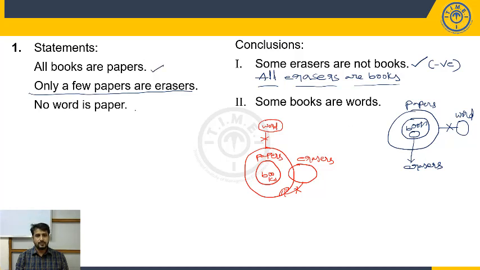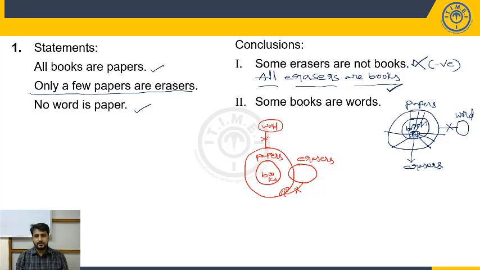Now, is it violating any of the given statements? Definitely these two statements are not violated. Let's check this one: only a few papers are erasers. Yes, still these parts of the papers are not erasers. Only this part of the papers are erasers, which means some part is definitely outside. So I am able to draw this diagram. When we are able to draw the alternate diagram, this negative conclusion will become false. If you are unable to draw the diagram, it will remain true.